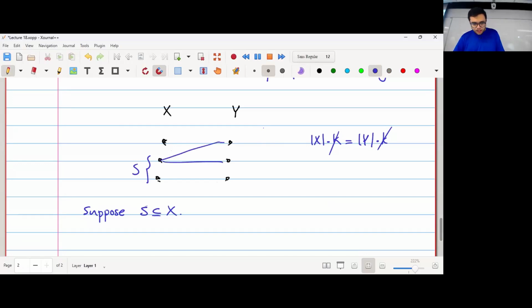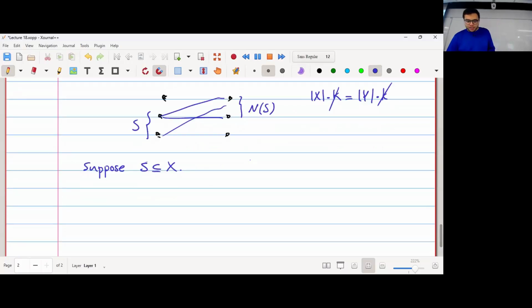So let's do something like this. Let's say this is the set of neighbors of S. Okay. But now I want to do something similar. So in the previous step, when I wanted to say that the size of X is equal to the size of Y, I was just counting the number of edges, right? But now I say, let's just count the number of edges between these two sets, between S and neighbors of S. Okay, so what is the number of edges between S and neighbors of S?